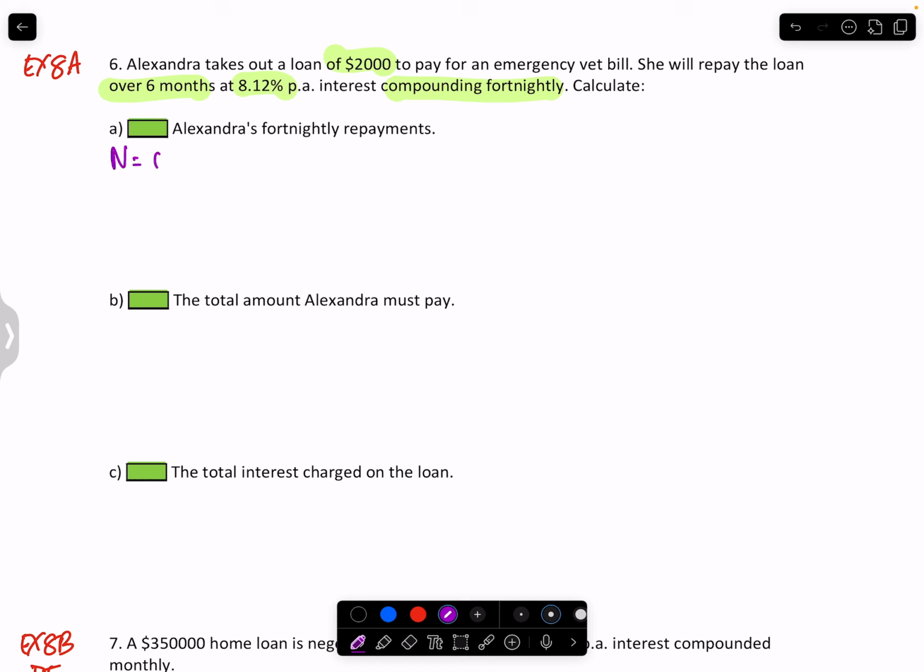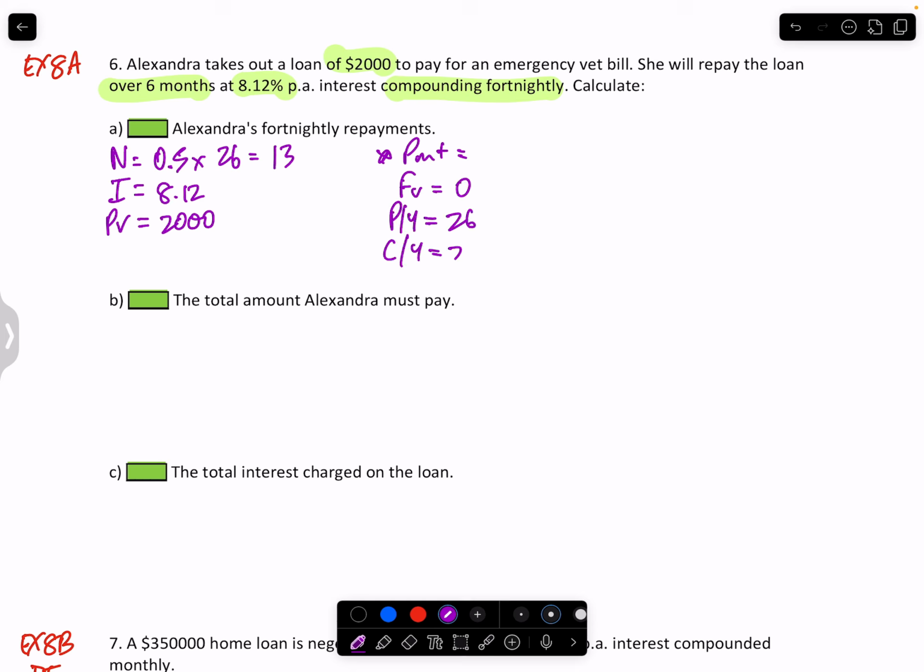So half a year, 0.5 of a year times by 26 fortnights in a year. That's going to be 13. 13 payments for half of a year, 6 months. The interest rate was 8.12% per annum. PV, she took out a loan of $2,000. We're trying to work out what her repayments are. So PMT is what I'm solving for. What do I want to owe at the end of a loan? Nothing. Because it's fortnightly, PY is 26, and CY also 26.